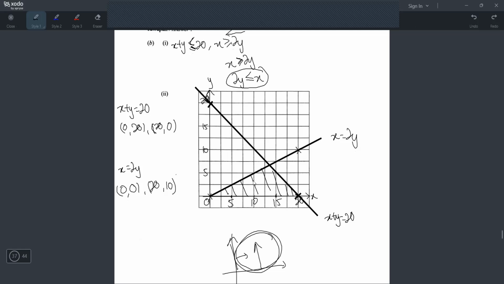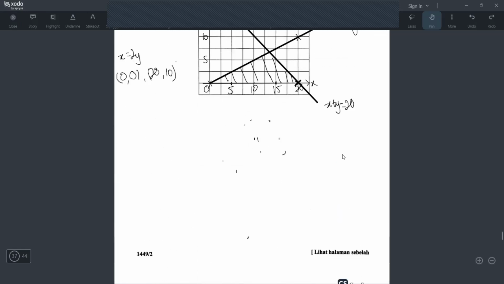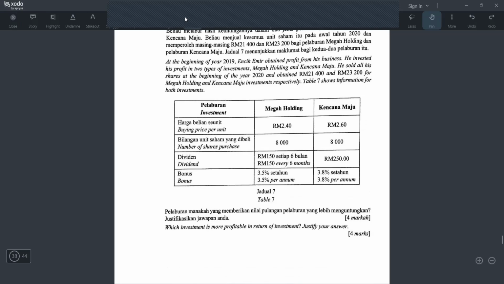Because everything is positive, right? And also you cannot shade the left side of the y-axis, right? So this is the only triangle that you shade. Okay, so it's done. This is the answer. So I think you get full marks already. I labelled everything already. So how many marks? 4 plus 2, 6 marks. Yeah.